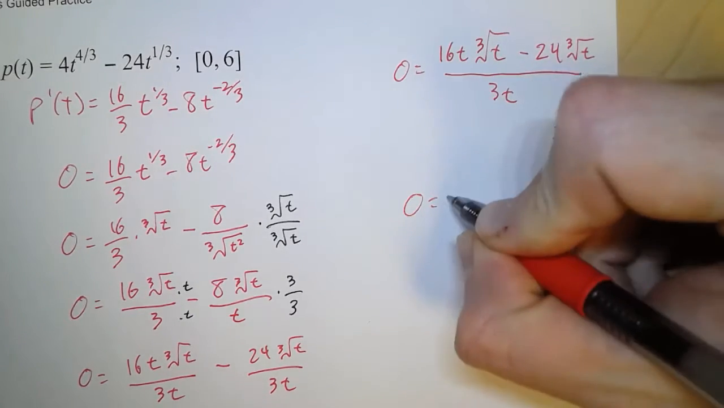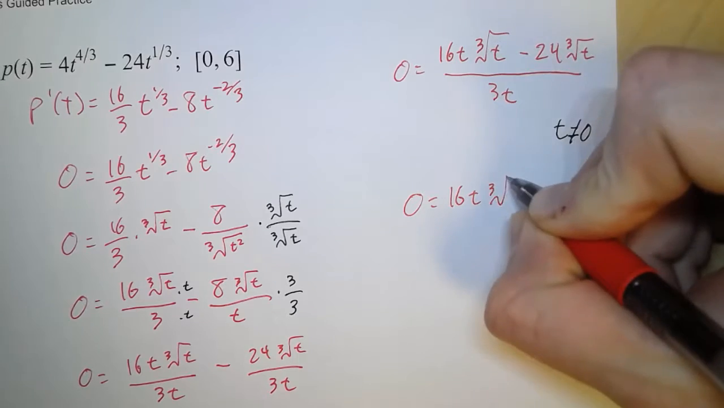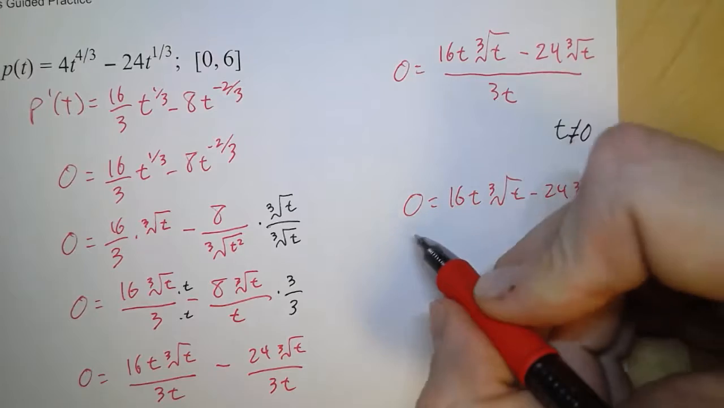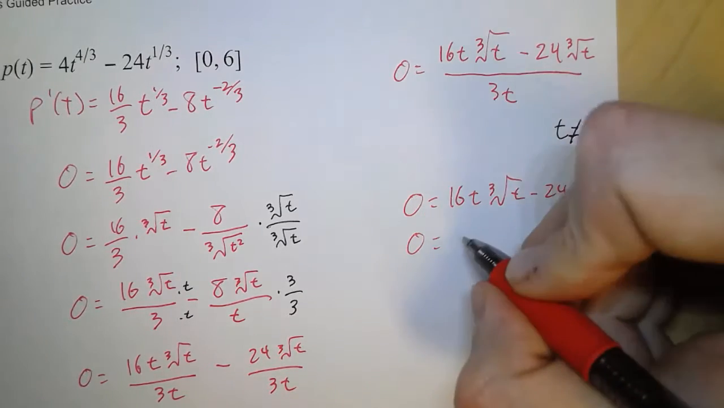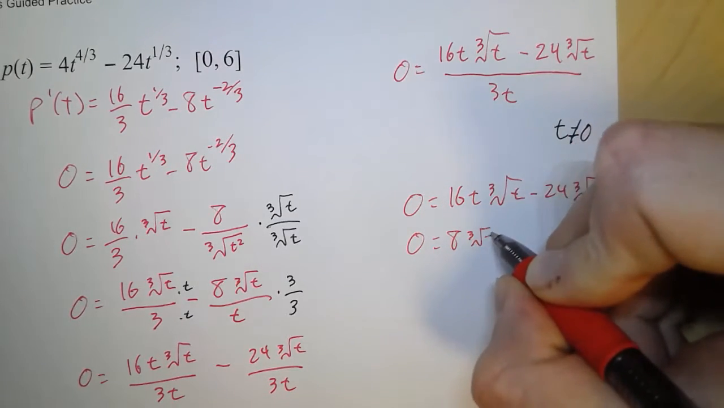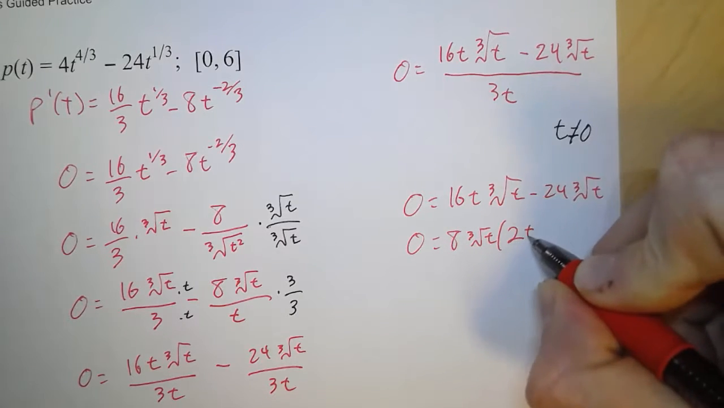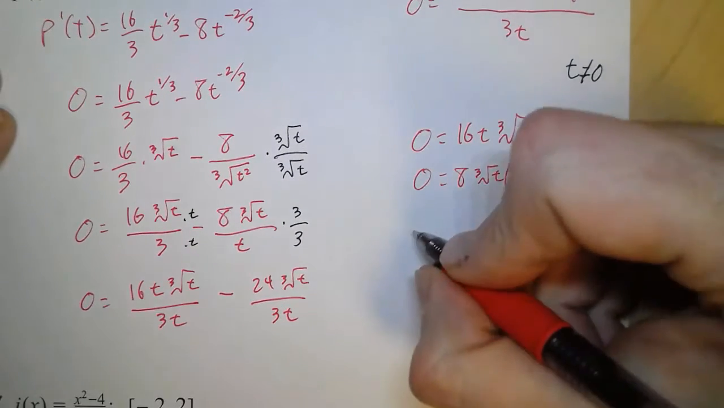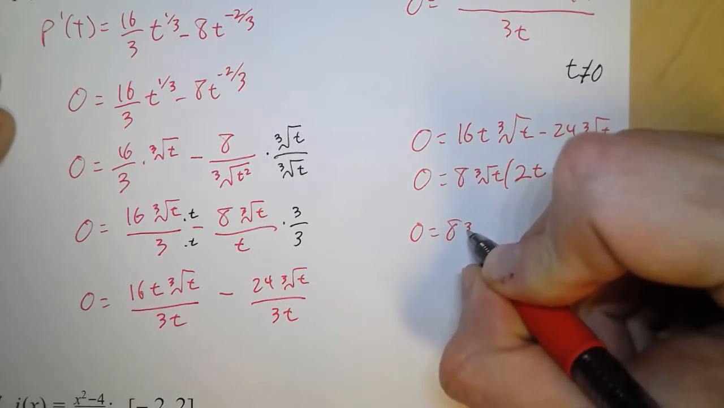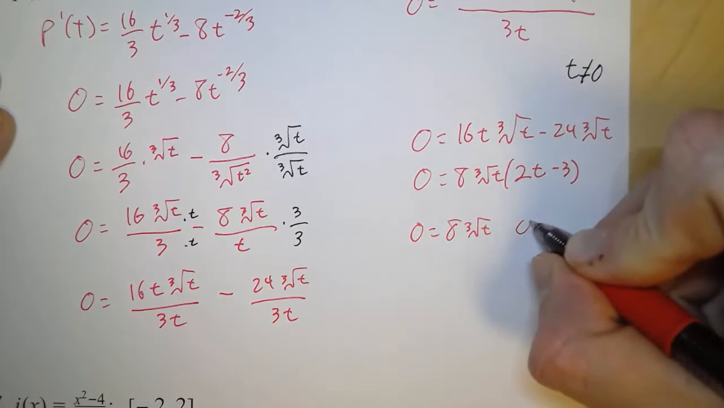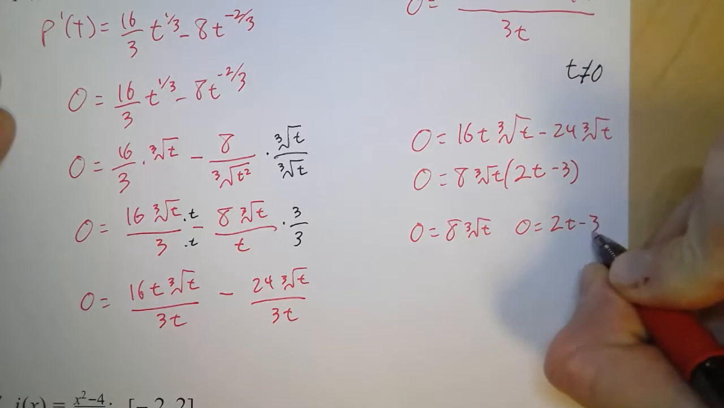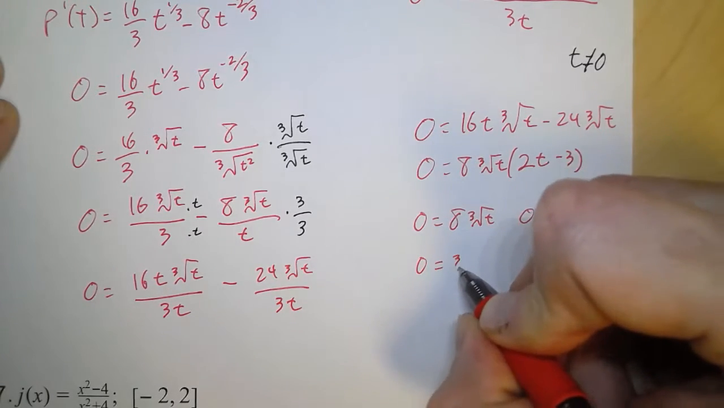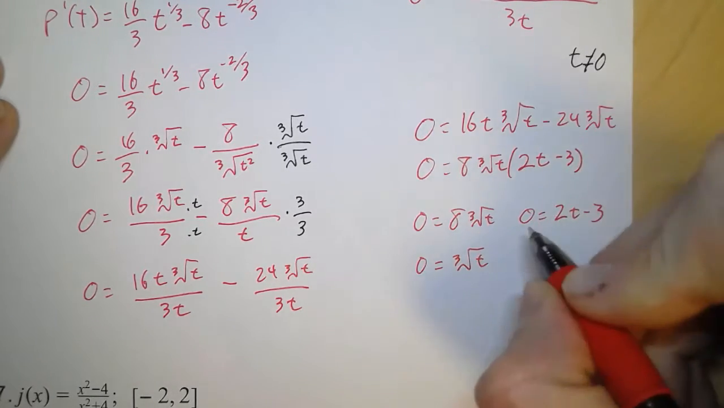So we have 0 equals 16t cube root of t minus 24 cube root of t. So we factor out an 8, and we factor out a cube root of t, and we're left with 2t minus 3. So now we can set those two parts equal to 0. 0 equals 8 cube root of t, and 0 equals 2t minus 3. So here, I'm going to divide by 8. So 0 equals cube root of t, and then I raise both sides to the third power.